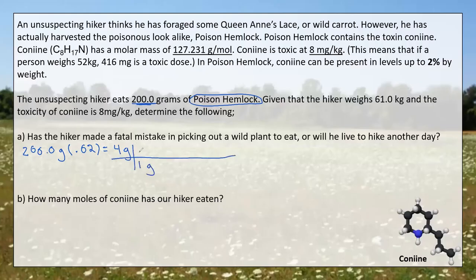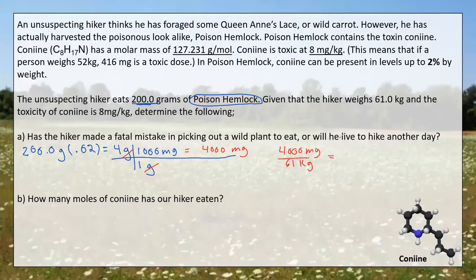So 1 gram, 1,000 milligrams. Just warming up with a little quick dimensional analysis. Cross those out. We get 4,000 milligrams, but because toxicity depends on who you're giving it to, right? Like the amount of ethanol that would kill a mouse is a lot smaller than the amount that would kill a human. Weight matters, so we have to compare his dose per weight. 4,000 milligrams over 61 kgs.